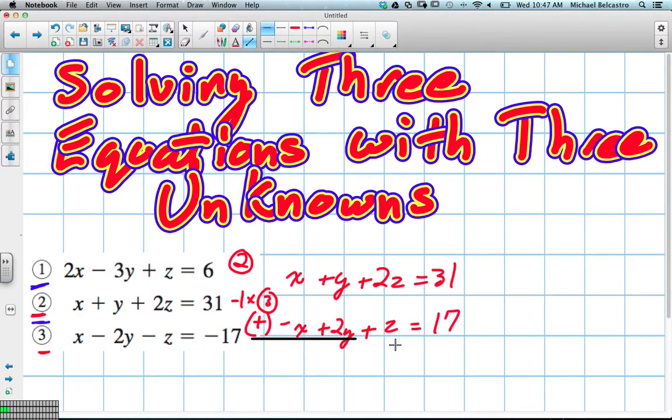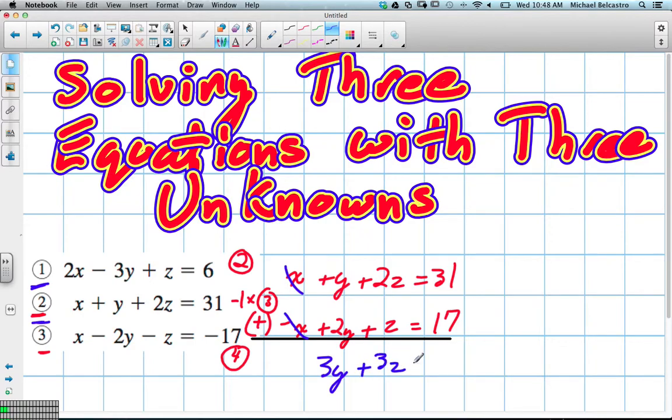So the idea here is we're going to add the two together. I'm going to call this new equation I'm creating equation 4. X and x will eliminate. Y plus 2y gives us 3y. 2z plus z gives us 3z. And 31 and 17 gives us 48. So here's my equation 4, and I'll put it in blue so that we realize this is a whole different equation. I should have done a different color there. It's okay.